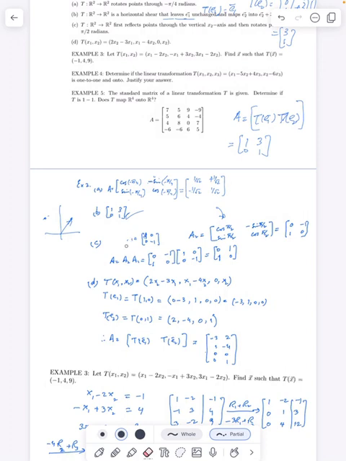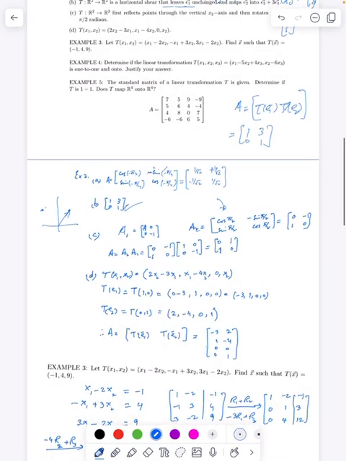This is A1. Let me make it clear. And the next is A2. So this is A2. And this is, plug in the theta, which is pi over 2, cosine of pi over 2 is 0, sine of pi over 2 is 1. So I get the matrix 0, negative 1, 1, 0.